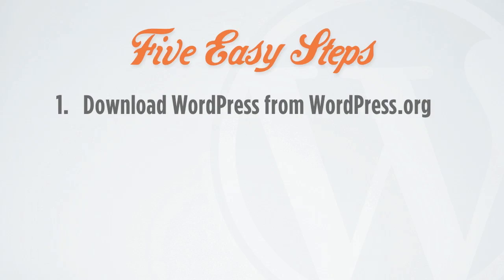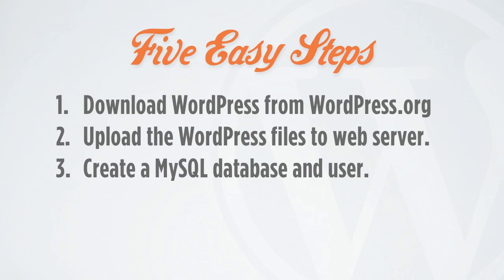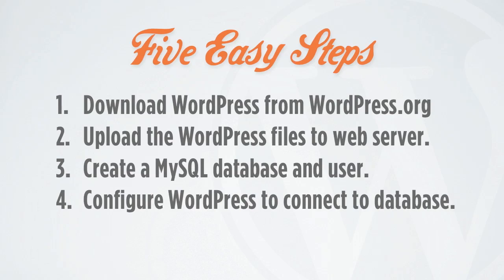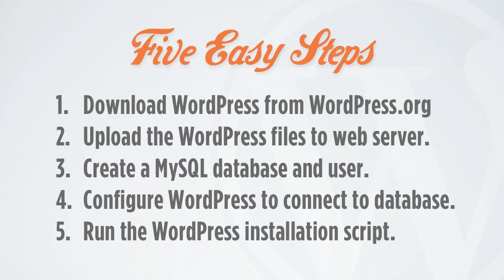First, we'll download the latest version of WordPress from WordPress.org. Then, we'll upload those files to our web server using FTP. Third, we'll create a MySQL database and user for WordPress. Then, we'll need to configure WordPress to connect to our newly created database. And last, we'll complete the installation and set up our new website. So let's get started.